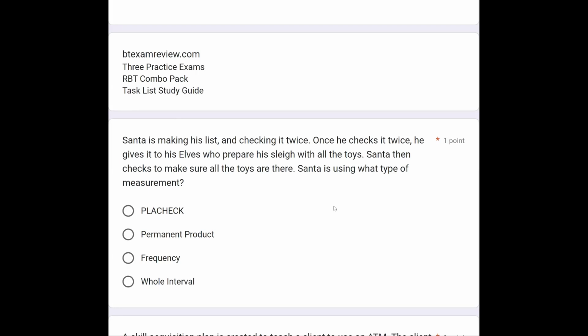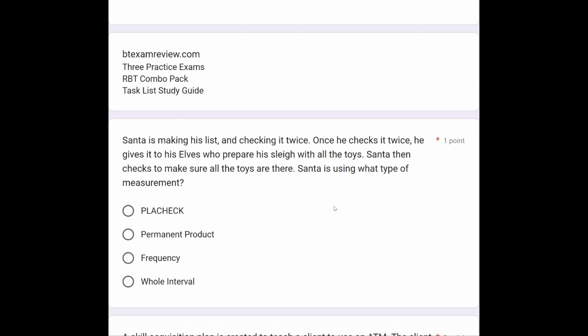A, PLACHECK. A planned activity check, remember, is a type of momentary time sampling, but just in a group format. Santa is not using momentary time sampling here, right? He's not using interval recording. He's not using time sampling. He's using a different sort of measurement. So it's not PLACHECK.